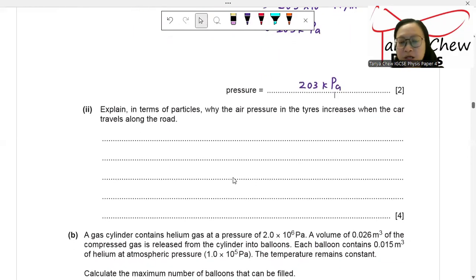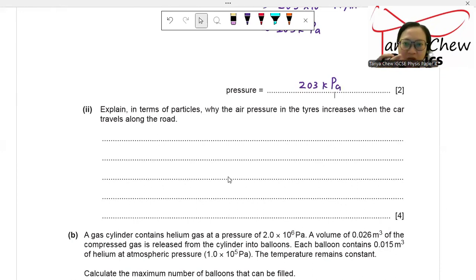Now the second part: explain in terms of particles why the air pressure in the tires increases when the car travels along the road. This is definitely true. I know you have no car license just yet, before you sit for your IGCSE, but you have a bicycle, you ride a bike, right? You can test this out yourself. Ride your bike around your housing area, and after maybe about 1 kilometer, come back and touch the tire of your bike. What do you feel? You can feel a little bit of hotness there.